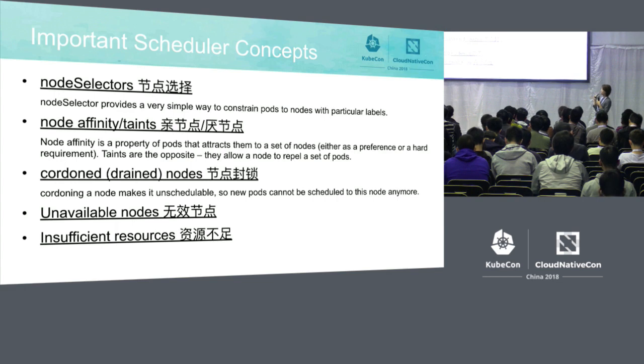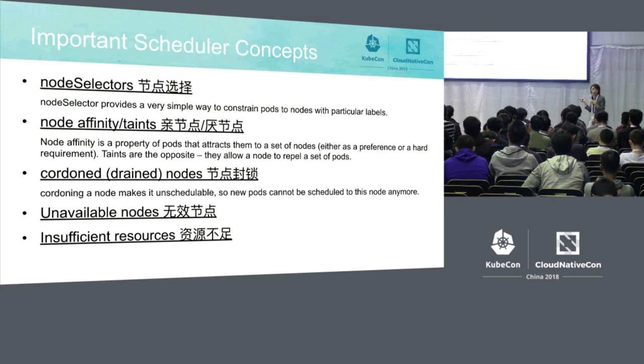When a node is cordoned, it's unschedulable. It's definitely going to impact your scheduling. And then there are other things like unavailable nodes for whatever reason, or insufficient resources. For example, you want to schedule 5 million pods on 3 small nodes. That's not going to work.